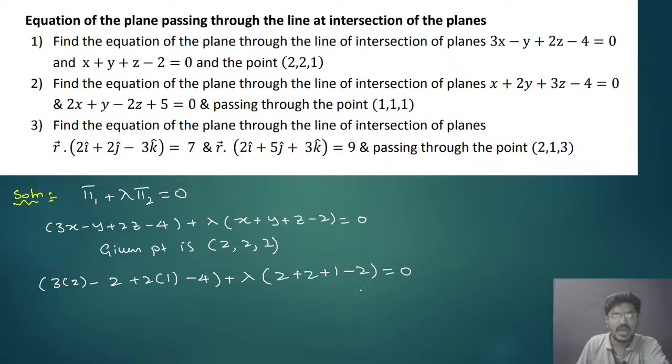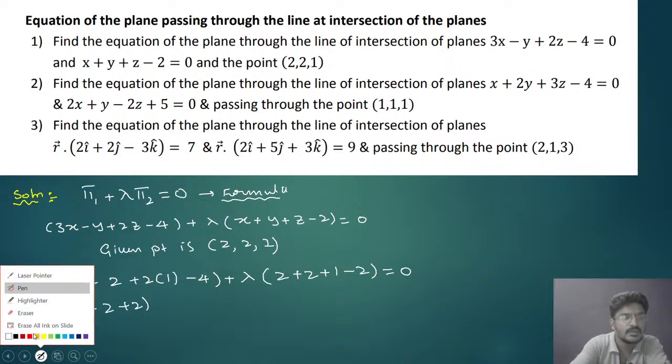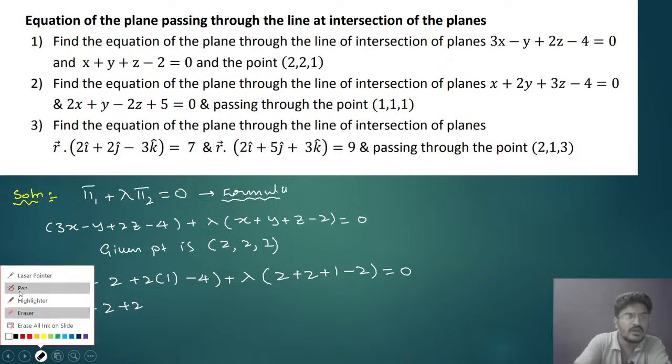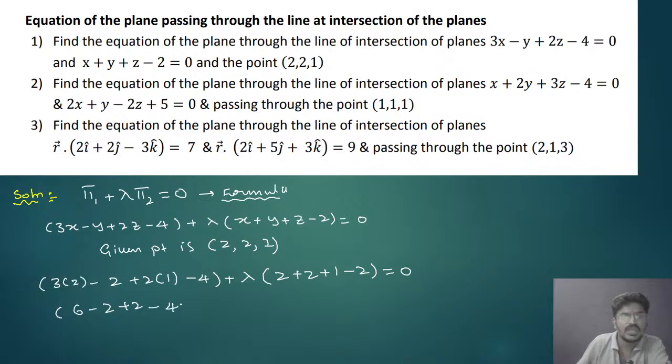Tell me, all of you, have you understood this? First you write this formula. Write plane 1, write plane 2 equation, put the point, and this will be 6 minus 2 plus 2 minus 4, plus lambda times of 2 plus 2 plus 1 minus 2 equal to 0.